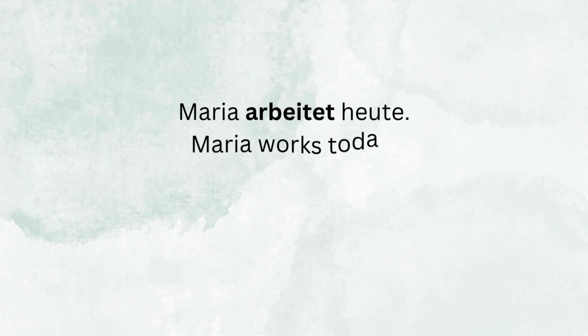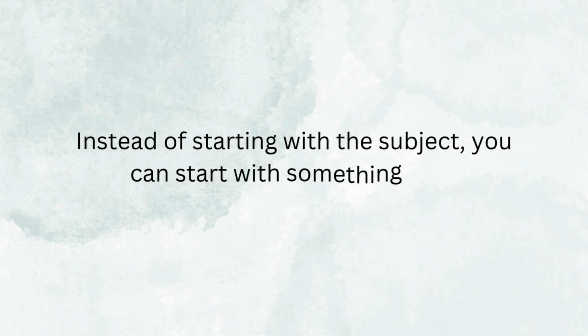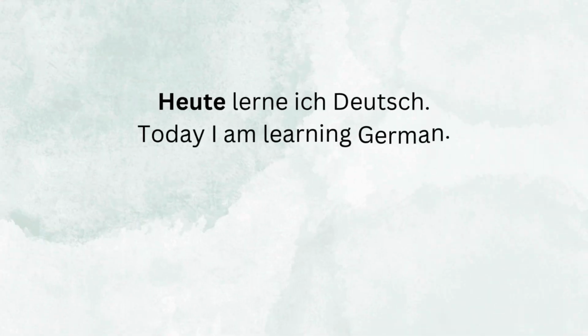Now here's another sentence. Maria arbeitet heute. Maria works today. Again, subject, verb, extra information. Easy enough. Now here's where German becomes interesting. Instead of starting with the subject, you can start with something else. For example, Heute lerne ich Deutsch. Today I am learning German.